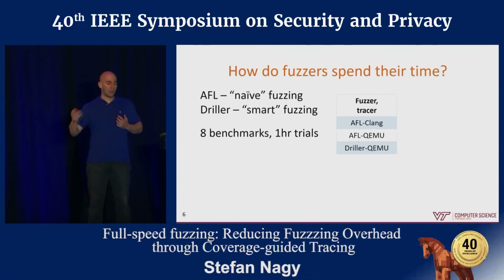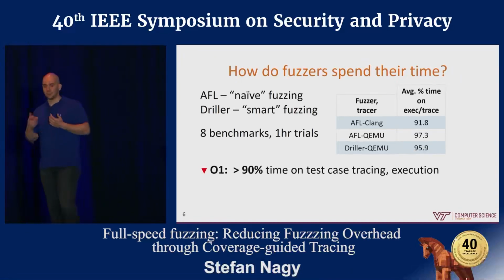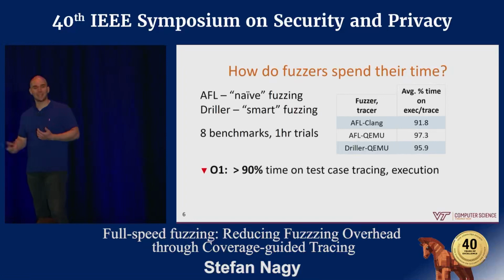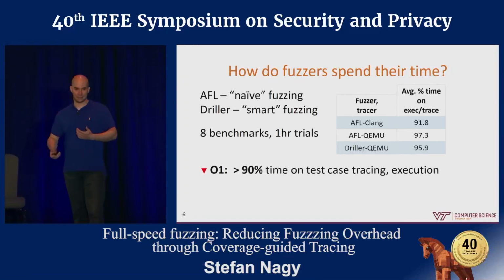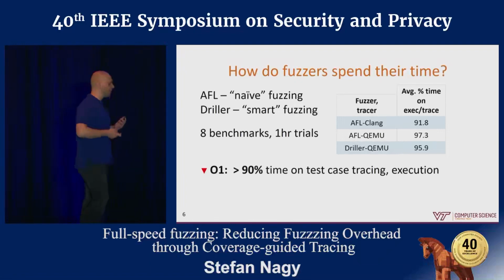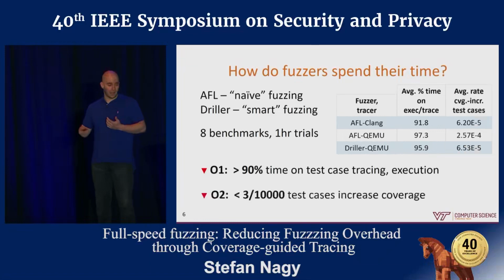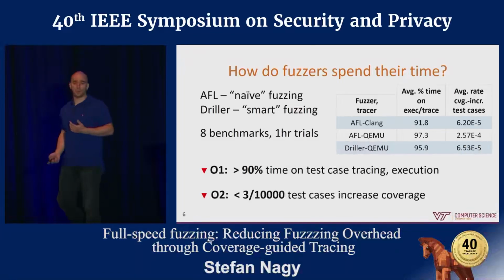And we discovered that across every one of these configurations, over 90% of fuzzer time was spent on tracing and executing these test cases. So from there, we were thinking, okay, that's a pretty overwhelming majority of time. That must mean that a lot of these test cases are actually coverage increasing. And to our surprise, that's quite far from the truth.